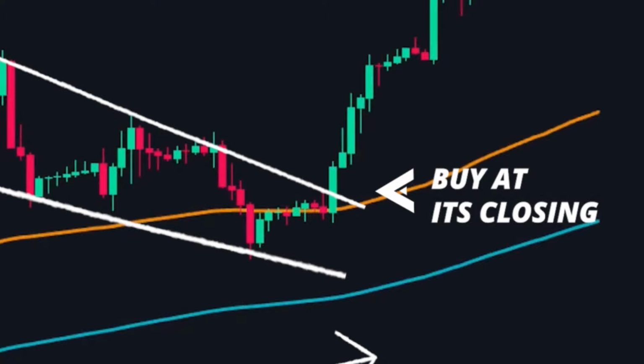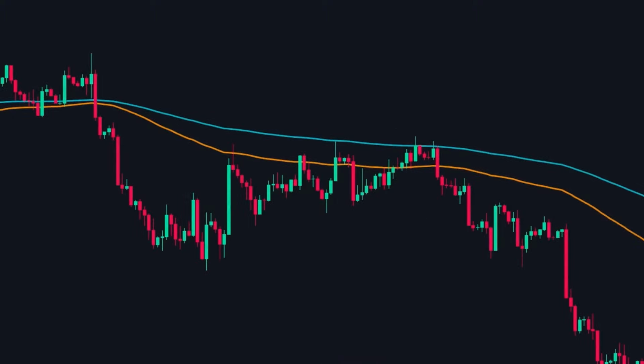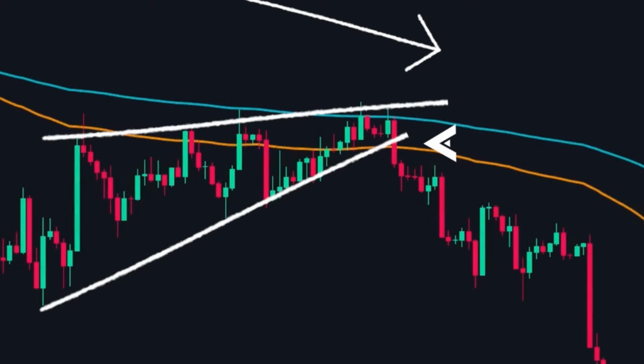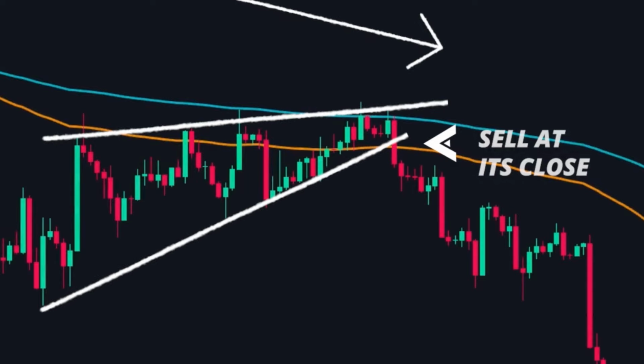We will buy when such a candle closes. In contrast, during a downtrend, we seek a bearish red candle that breaks below the pattern's lower boundary. This candle should close near its lowest point. When the candle closes, we will enter a sell position.